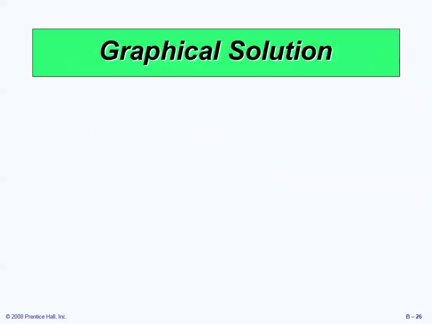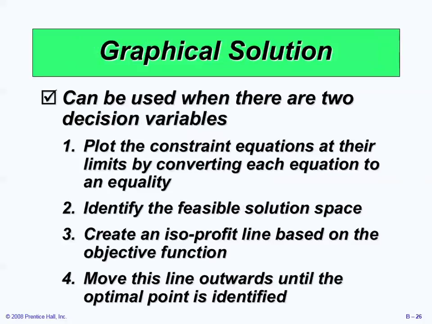Now, to solve this, we discussed the method known as the graphical solution method. Okay, so where we have a two-variable linear programming problem, we can use this method. Of course, when there are too many constraints, it's very messy, but still, if you're very careful, it can be used. So first thing is to plot the constraint equations at their limits by converting each equation to an equality. So construct both of those. Then find the feasible solution space. The feasible solution space is the set of all points satisfying all the constraints.